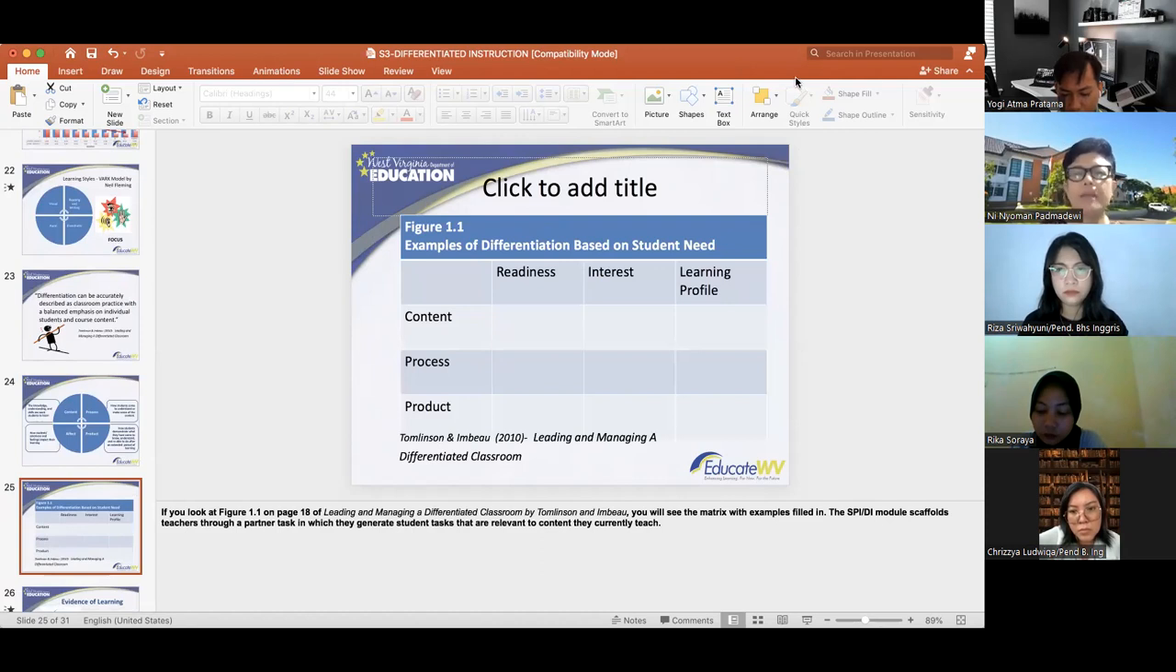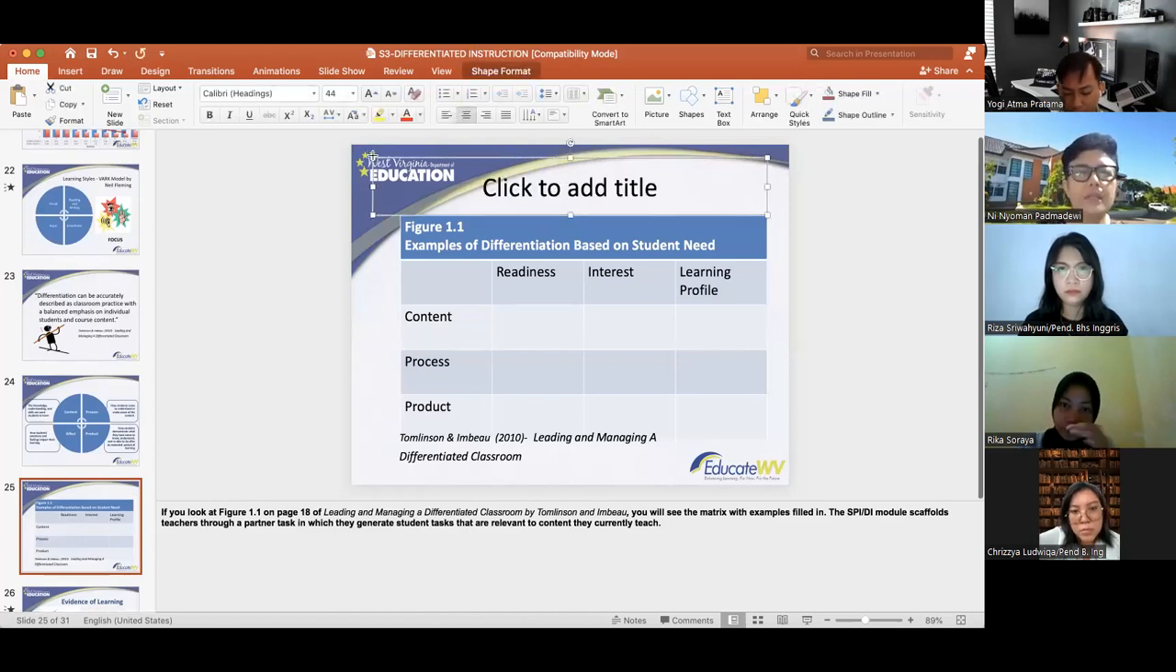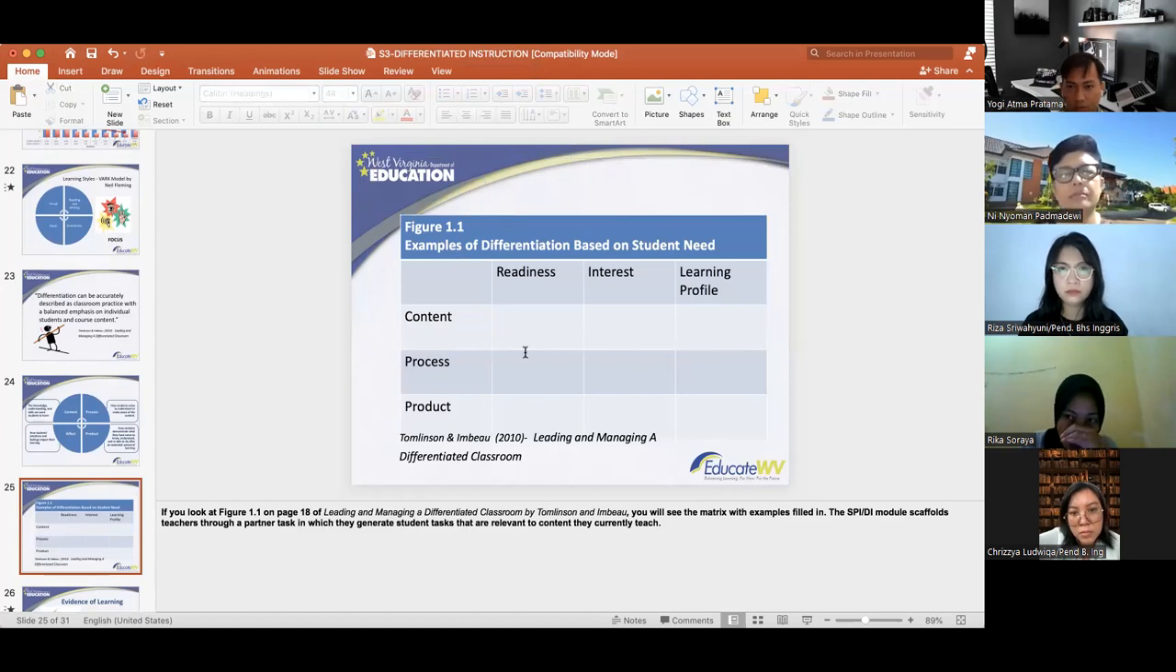Can anybody tell me about this? The template that you have is an example of how differentiation can be done. Can anybody explain this?